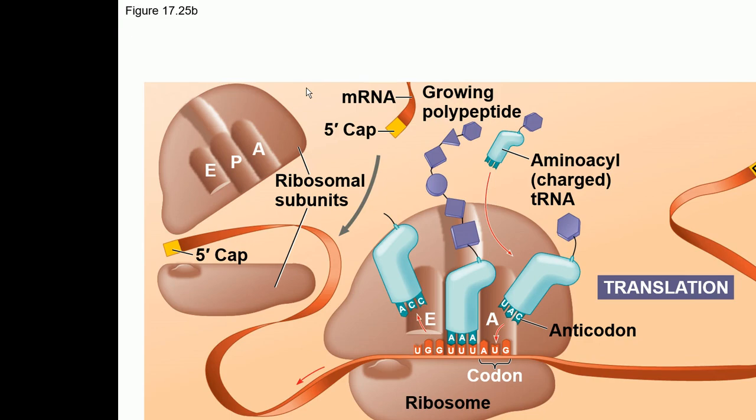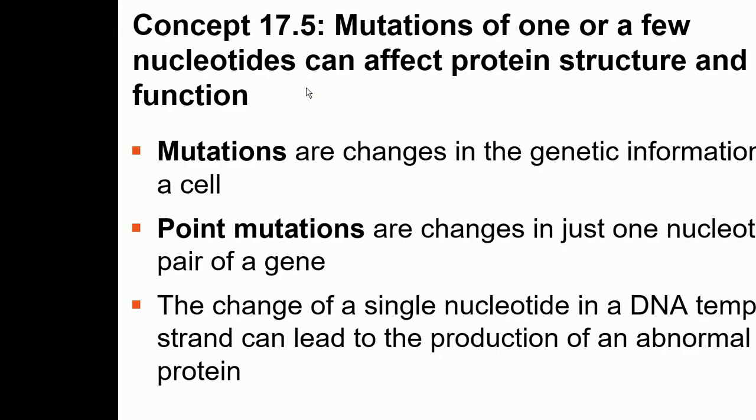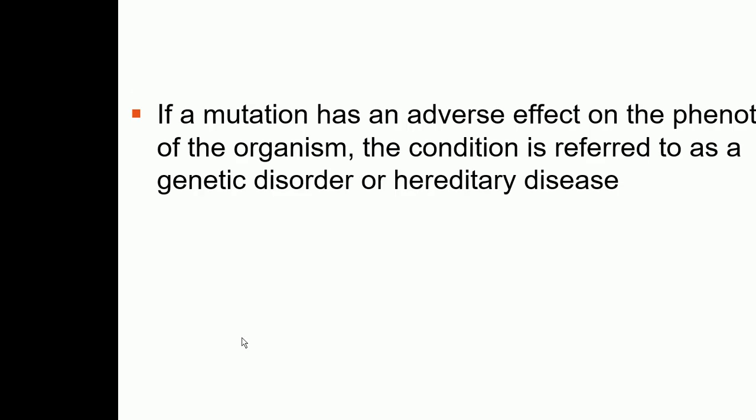Now, what are mutations? Mutation is a sudden or random change in the DNA. So mutations are changes in the genetic information of a cell. We are going to talk about different kinds of mutations. Point mutations are those mutations which are just in one nucleotide. This is a typical example of a point mutation which takes place in sickle cell anemia.